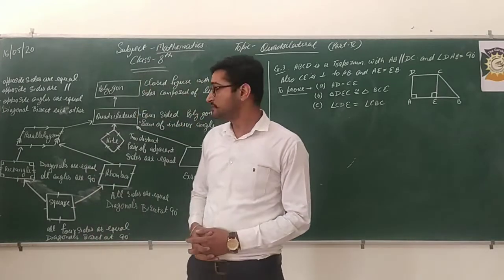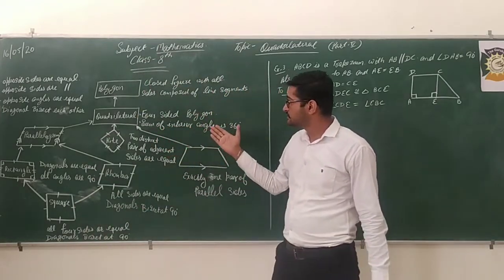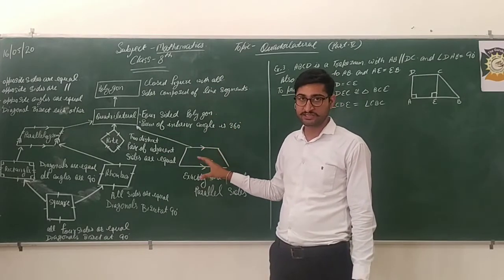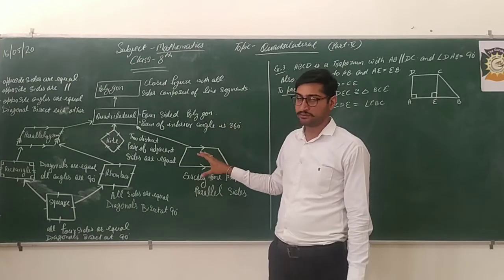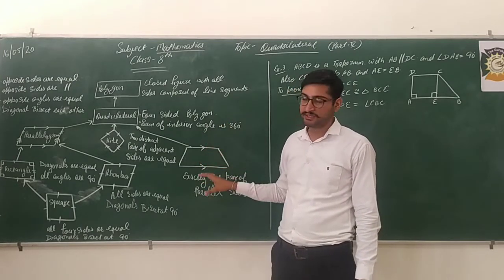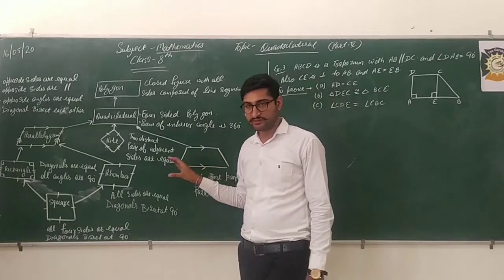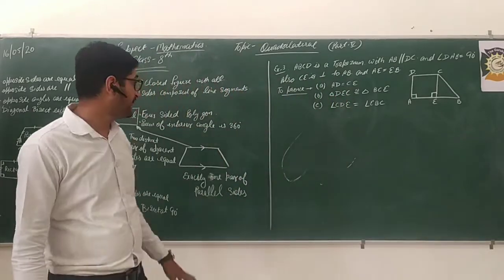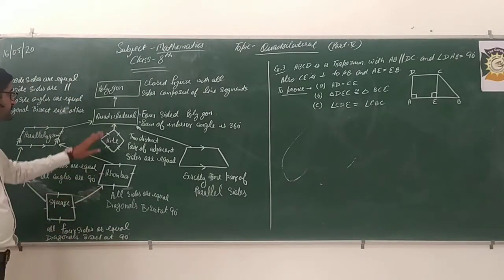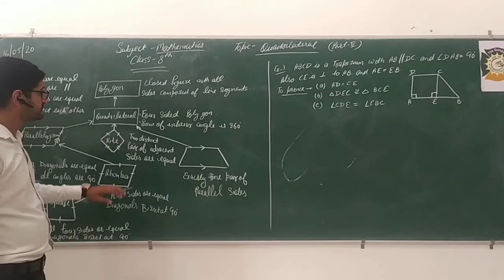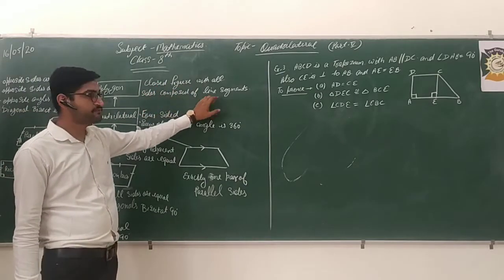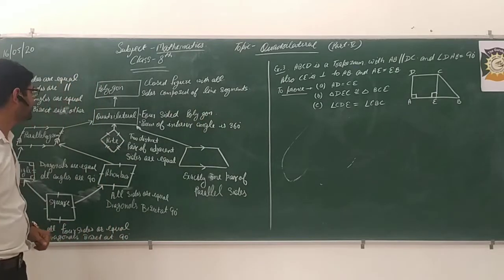You have seen that one flow chart is there on the board. In the first lecture, I have drawn this flow chart. Now today, everything will be clear to you that what we have studied in this chapter with the help of this flow chart. Here you can see the first one, that is the polygon. Here is the definition that a closed figure with all sides composed of line segments is called a polygon.